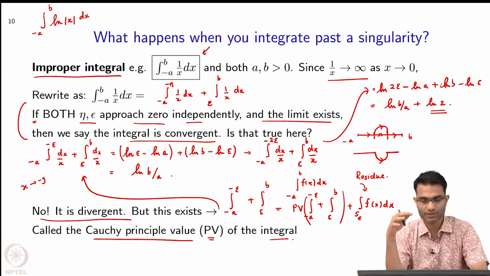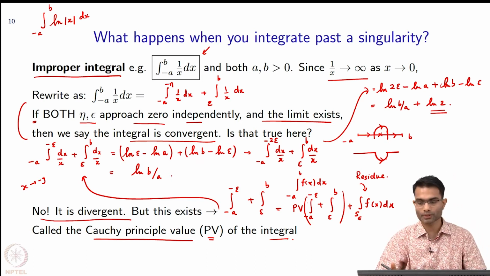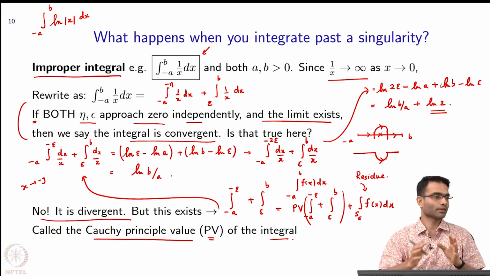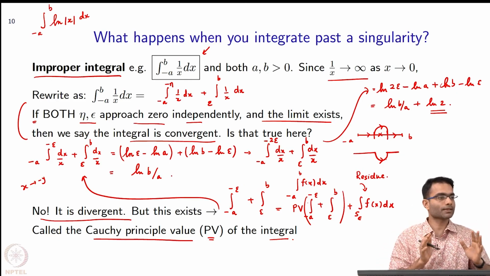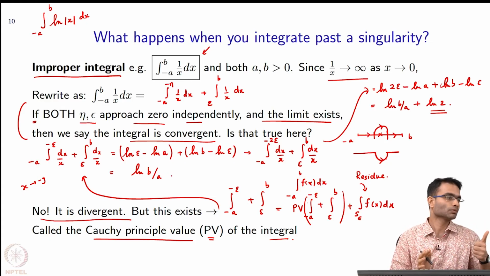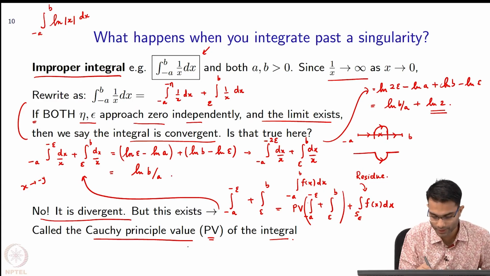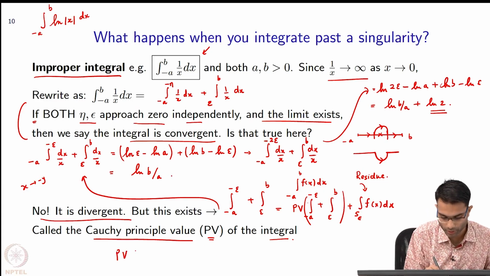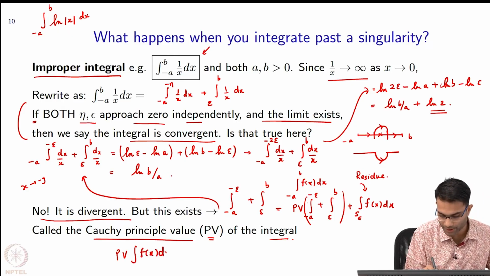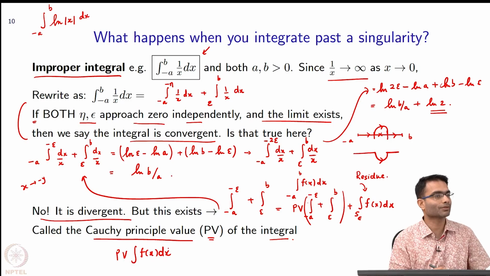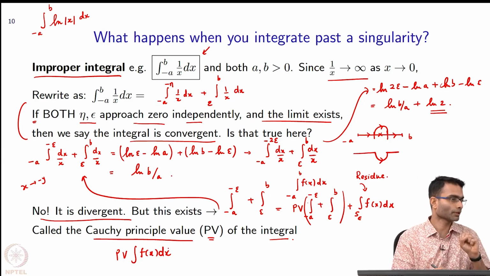This is something new which you have encountered: when you hit a singularity, you have to do the integral in two parts. The first part is without the singularity, and that is called the principal value, the Cauchy principal value of the integral. The notation for it is, as I have written over here, PV of f(x) dx. If you see this, it means that the singularity has been punctured out, you are not including it.